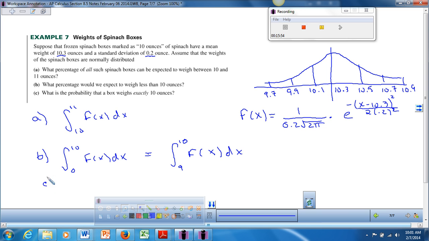All right, so now finally, what is the probability that a box weighs exactly 10 ounces? What's that interval? 10 to 10? And what will that equal? 0. And let's see if that makes sense to us. How many possible weights are there in our distribution? An infinite number, yes? So the probability of getting exactly 1 weight using this model would be 1 out of a gigantic number. It'd be extremely close to 0. So it makes sense using this model.